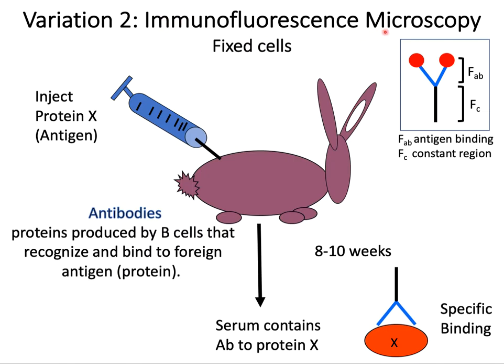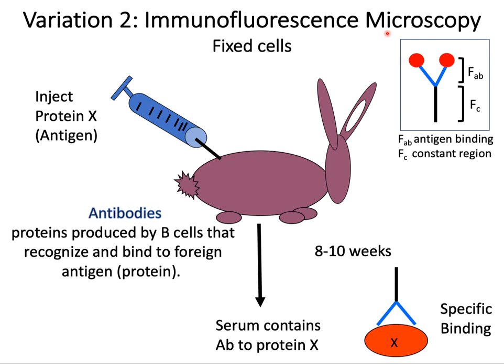So the second variation is immunofluorescence microscopy. This type relies on the fact that you have an antibody that binds a specific protein of interest. So what immunofluorescence microscopy can achieve is that you can localize individual proteins within the cell, and it is a major improvement over standard light microscopy.